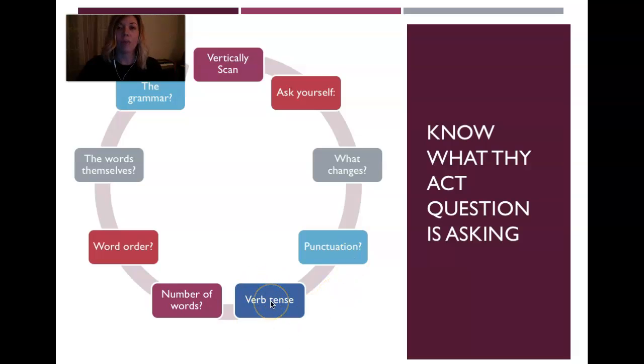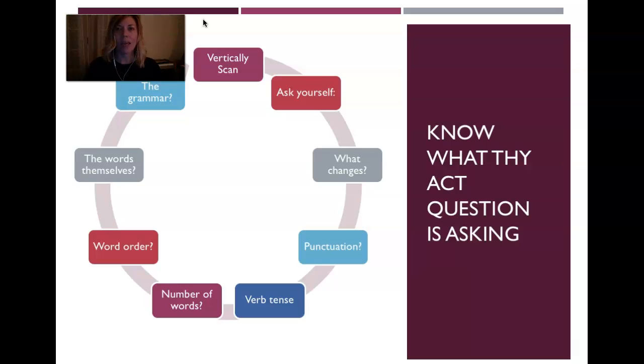Finally, looking at the words themselves. So next, verb tense. Does it change? Then it's probably testing your ability to change the tense of verbs. The number of words. Does the number of words change in the answer choices significantly? Then it's probably testing your ability to choose the most concise answer choice. Does the word order change? That can have to do with sentence construction. It can have to do with what's called a dangling modifier, but that's something I need to pay attention to. Do the words themselves change? Does the grammar change?